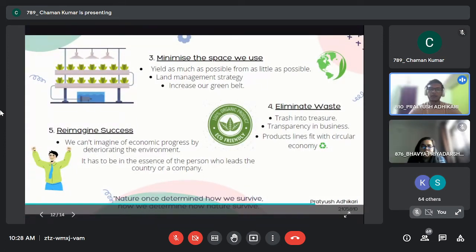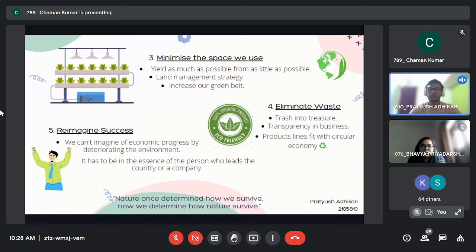Employing newer technology to produce as much as possible from as little as possible will help us to protect our biodiversity and feed more people with less land. The products in the product line must fit into the circular economy. Businesses must be transparent enough that they can proudly say to their customers how eco-friendly their product is.